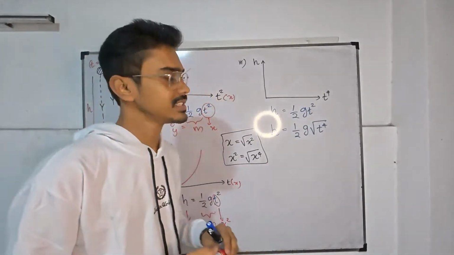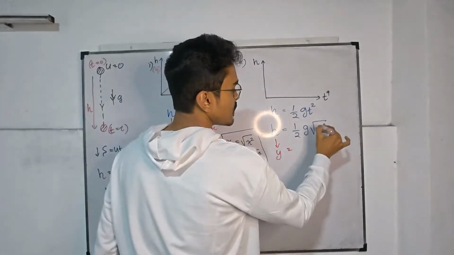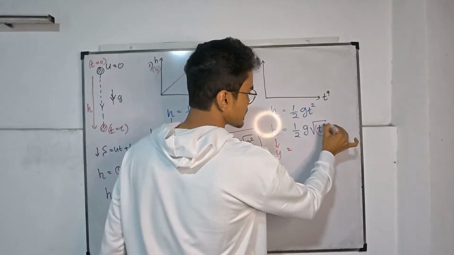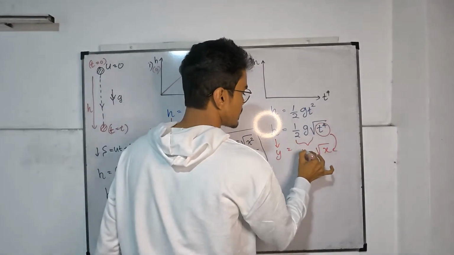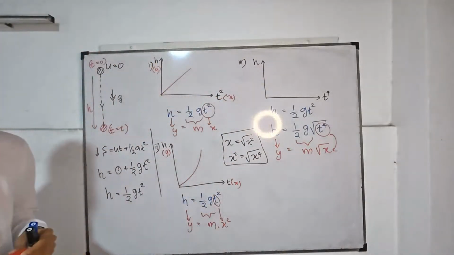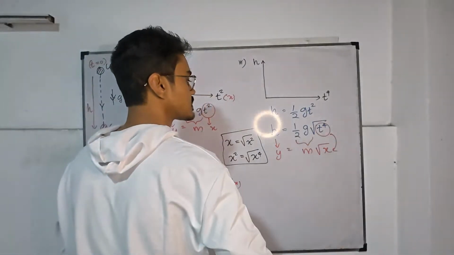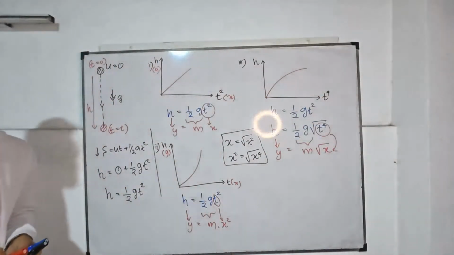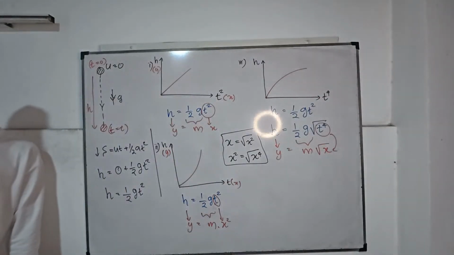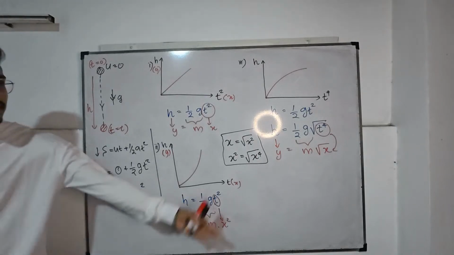Very simple. h is y and t to the power 4 is x. So therefore this is root x and this is gradient. Right? So y equals m root x. M root x is a standard shape.